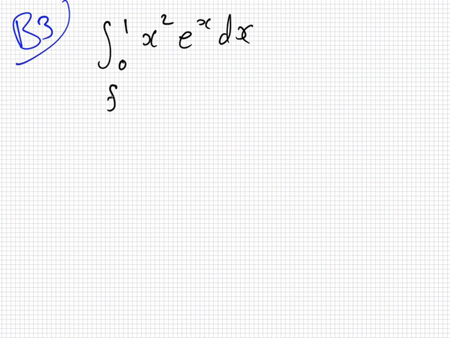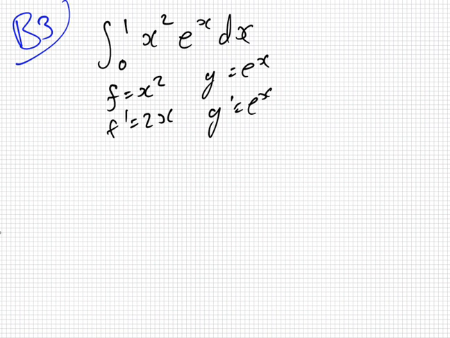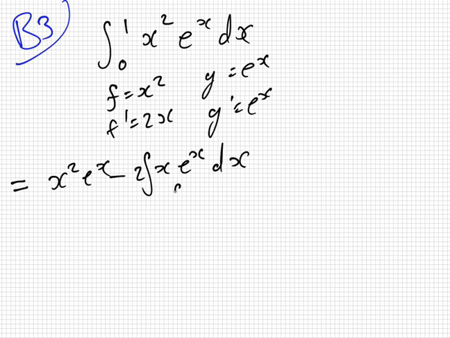So we have f equals x squared, f derivative equals 2x, g derivative equals e^x, and g equals e^x. So this becomes, I'm going to leave the limits for the moment, fg minus f derivative g. And then this needs integration by parts again. f equals x, f derivative equals 1, g derivative equals e^x, g equals e^x.